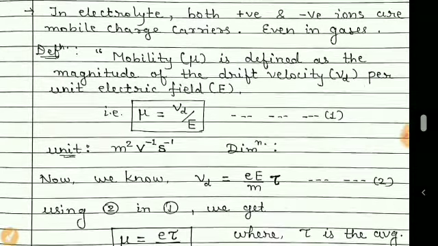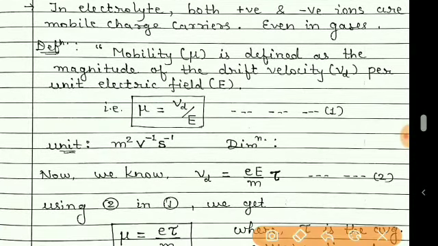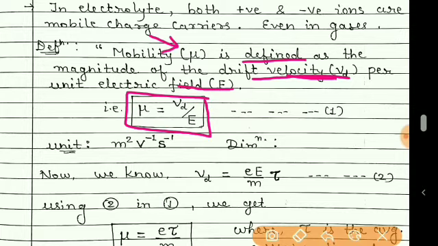So now students, let us see the definition of mobility. Mobility is defined as the magnitude of drift velocity per unit electric field. And so this formula, the symbol for mobility is mu. And so here the formula for mu according to definition is mu is equal to drift velocity upon electric field.